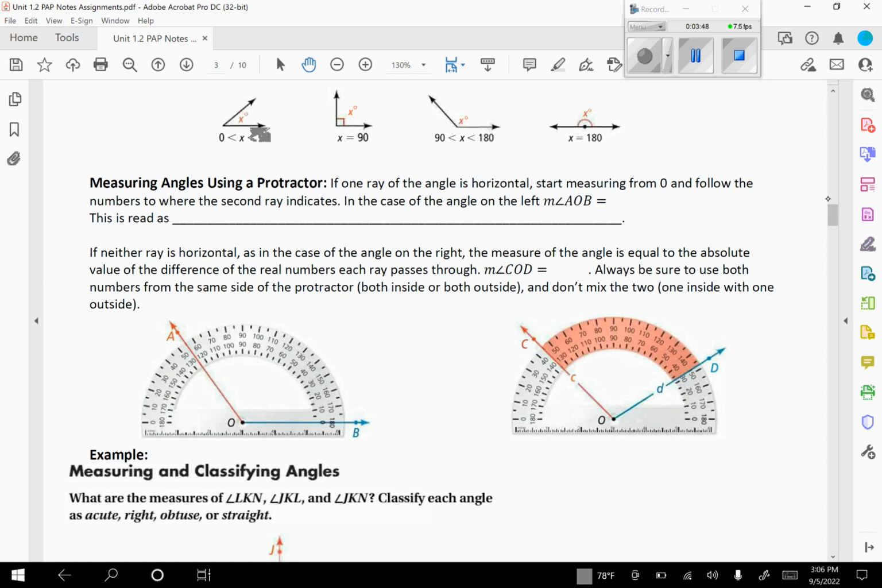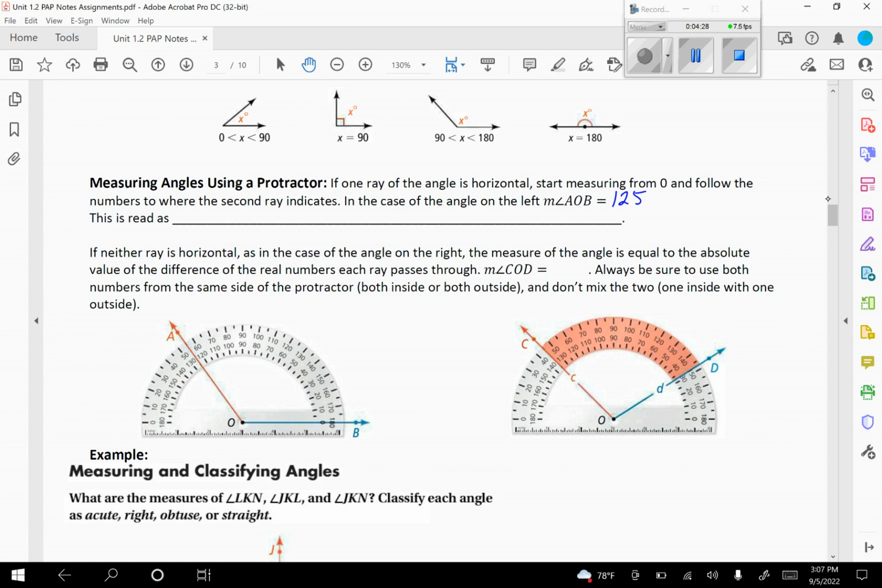So measuring angles with a protractor. If one ray of the angle is horizontal, you start measuring from 0 and follow the numbers to where the second ray indicates. In the case of the angle on the left, the measure of angle AOB, we can see that ray OB is horizontal. So we would start at 0 and we go up, up, up, and we can see that it's between 130 and 120. So the measure of angle AOB would be 125.